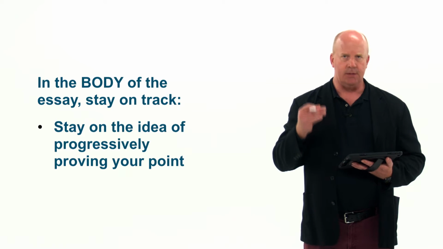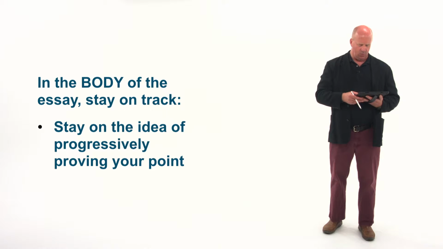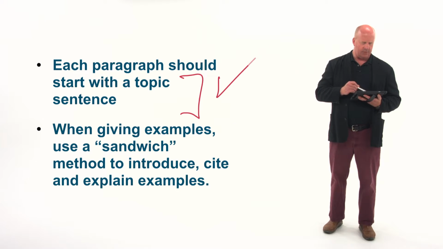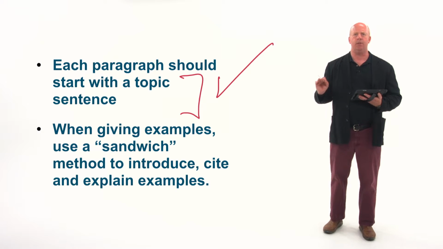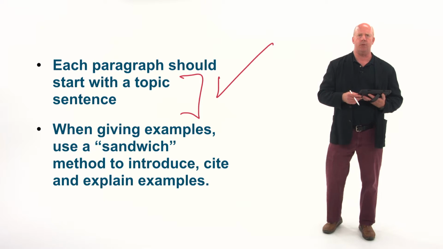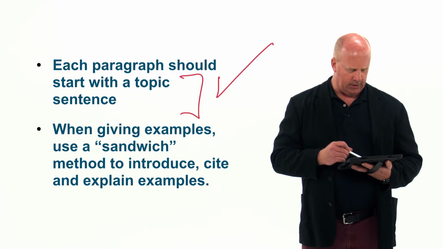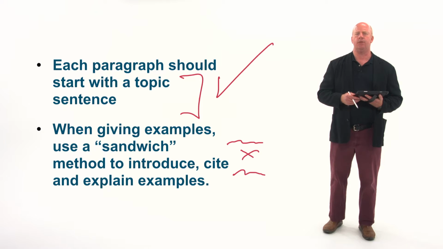So the body of the essay should stay on track. Stay on the ideas of progressively proving your point. Each paragraph should start with a topic sentence. Very important here to have the topic sentence. A topic sentence is the first sentence of the paragraph. That's almost like a mini thesis statement for that paragraph. And if you're able to, think of an example. You can use the sandwich method, where you introduce, you cite, and then you explain your example. So that would be like, I'm going to talk about this, and then put in the example, and then explain what it is that you just put in. That would be the, quote, sandwich there. So these are some suggestions that I would give you when you develop your ideas.